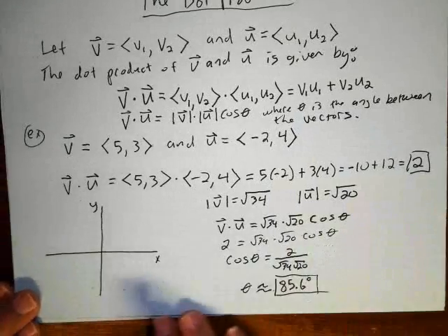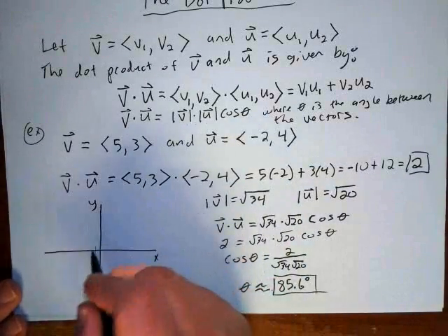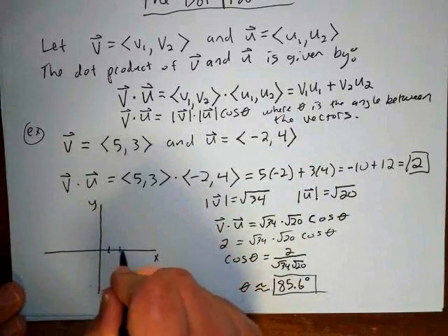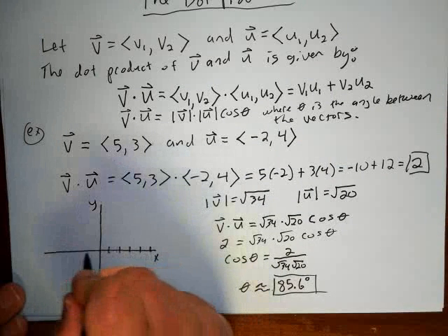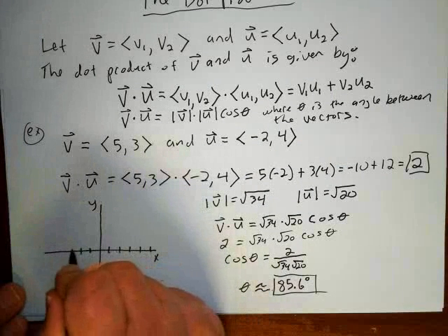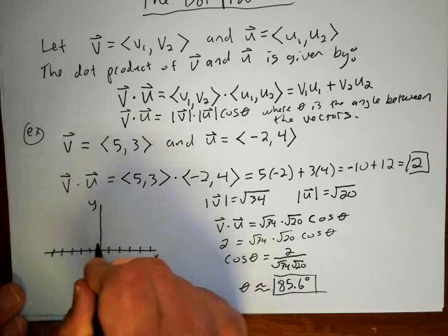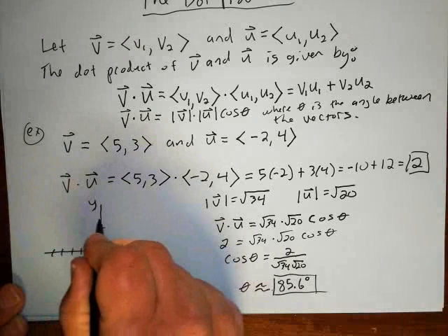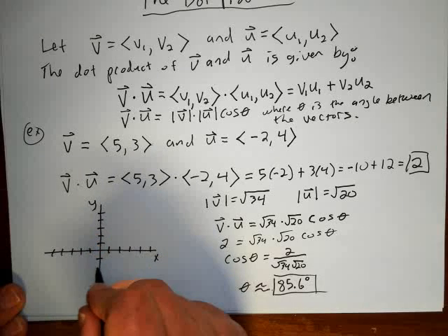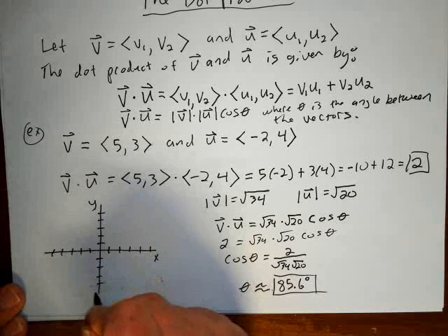So let's actually graph the two vectors and see if that makes sense. So I'm going to do 1, 2, 3, 4, 5 on each axis.